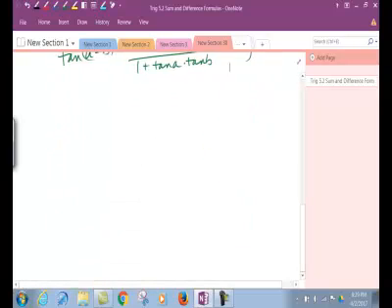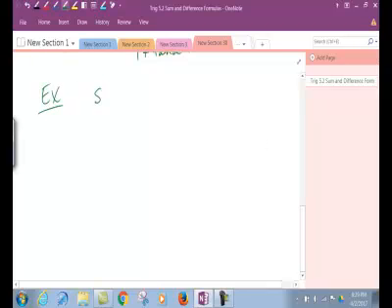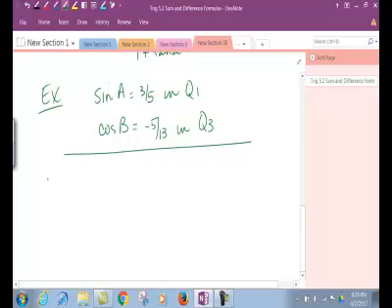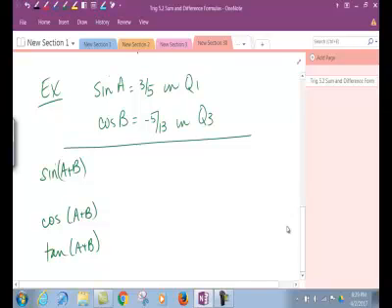Okay, so let's use the formulas. Let's say here's an example problem that you might have to solve. You are told that the sine of A is 3/5, and it is in quadrant 1, and the cosine of angle B is -5/13, and it is in quadrant 3. And your job is to find the sine of A plus B, the cosine of A plus B, and the tangent of A plus B. And here's the kicker. We're never ever going to find the actual angles. All right? We're just going to use the formulas.